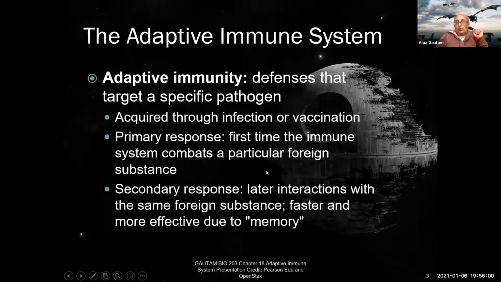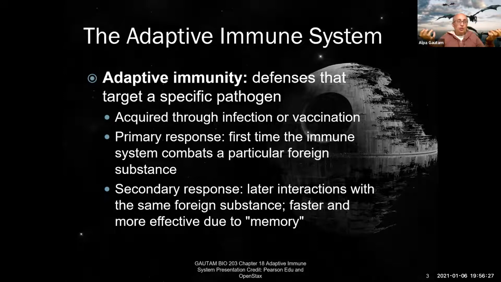The first time the body interacts with a certain pathogen, it's going to take a while before the adaptive immune system can respond to it, because the adaptive immune system relies upon cells dividing and producing the antibodies, and so that takes time. And so that's why it takes longer to take effect than the innate immune system.